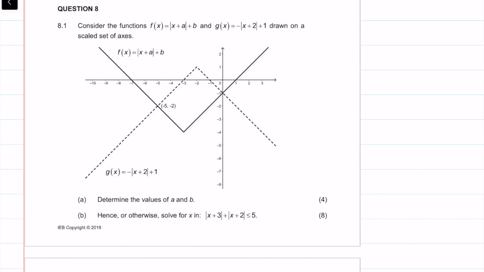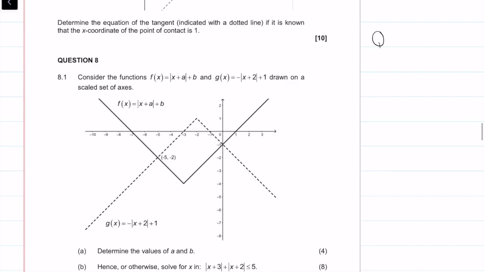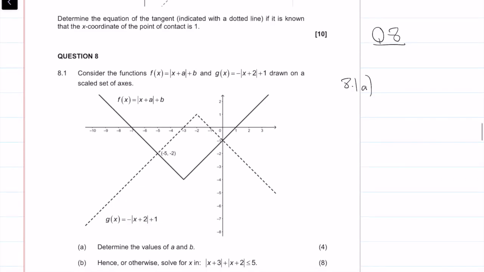So consider the functions f of x, which is equal to the absolute value of x plus a, plus b, and g of x, which is equal to minus the absolute value of x plus 2, plus 1, drawn on a scaled set of axes. Then we've been given the graph, and let's get into it. So question 8.1a says determine the values of a and b.